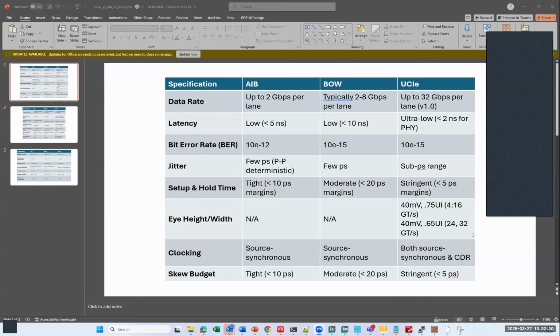But I don't have the acronym in front of me. Clock and data recovery. Yes. Say that again. Clock and data recovery. Okay. Thanks, Mohammed.